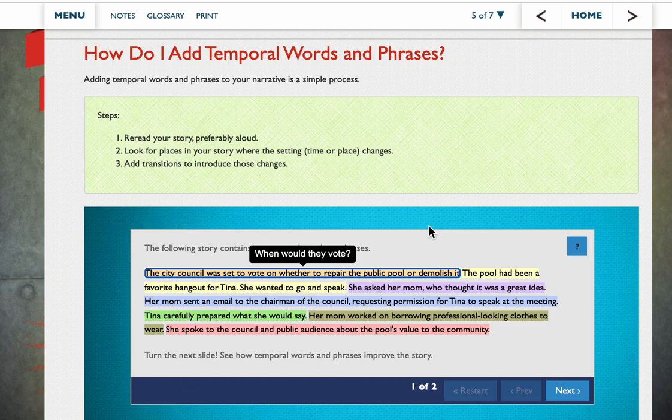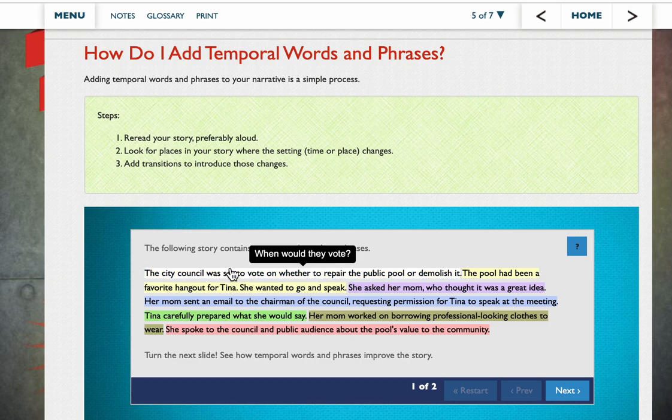The following story contains no temporal words or phrases. The city council was set to vote on whether to repair the public pool or demolish it. The pool had been a favorite hangout for Tina. She wanted to go and speak. She asked her mom, who thought it was a great idea. Her mom sent an email to the chairman of the council requesting permission for Tina to speak at the meeting. Tina carefully prepared for what she would say. Her mom worked on borrowing professional-looking clothes to wear. She spoke to the council and public audience about the pool's value to the community.